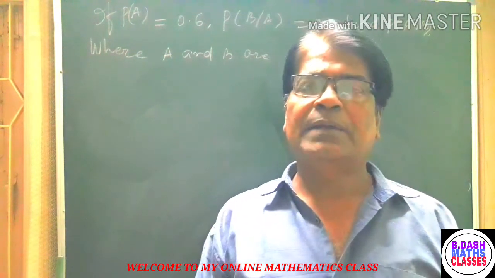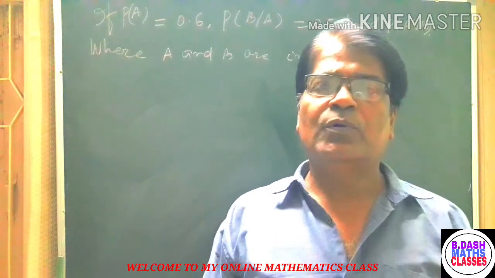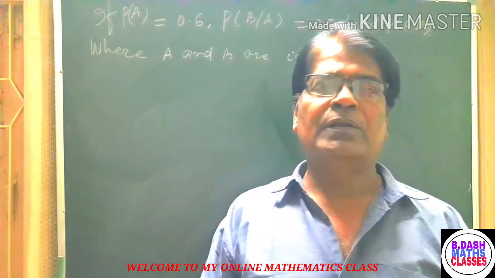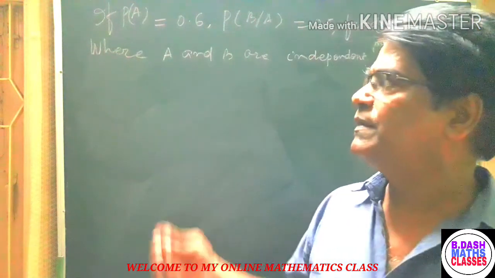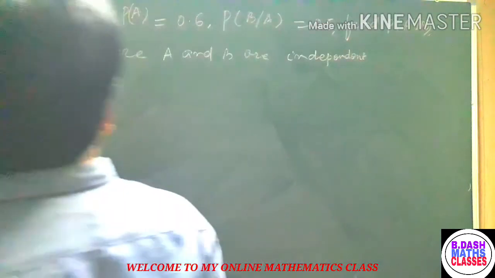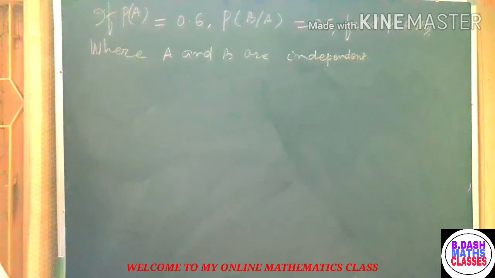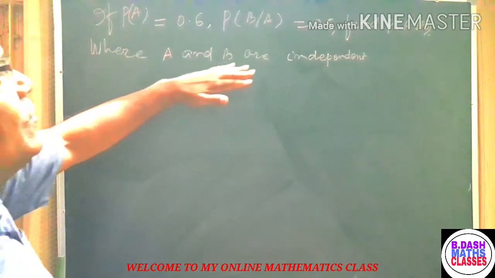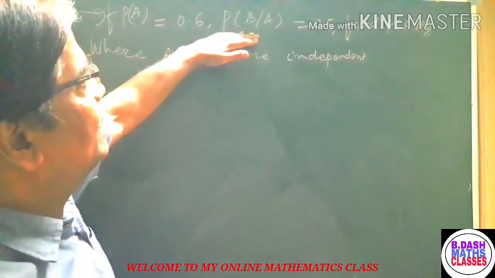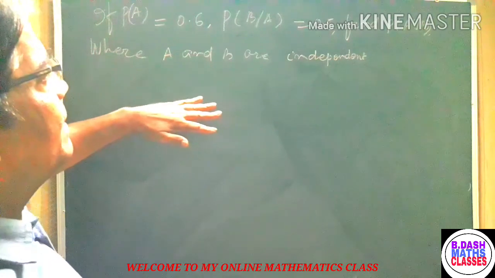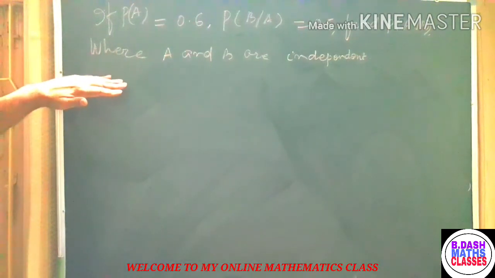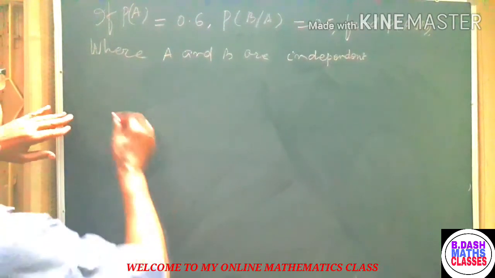In this class I am going to teach you some more important problems on probability. So let us start the problem. If P of A is equal to 0.6 and P of B given A is equal to 0.5, this is conditional probability, then find P of A and B where A and B are independent.